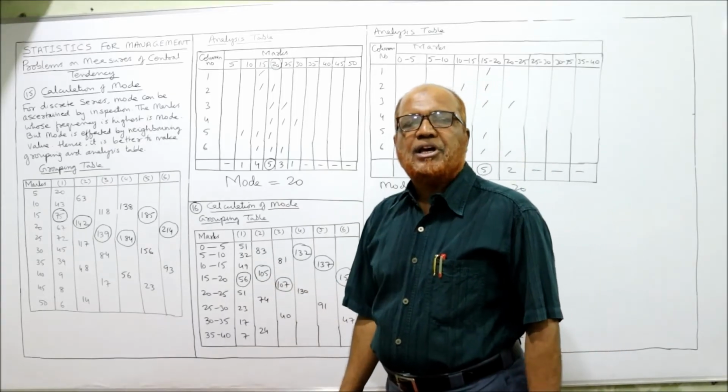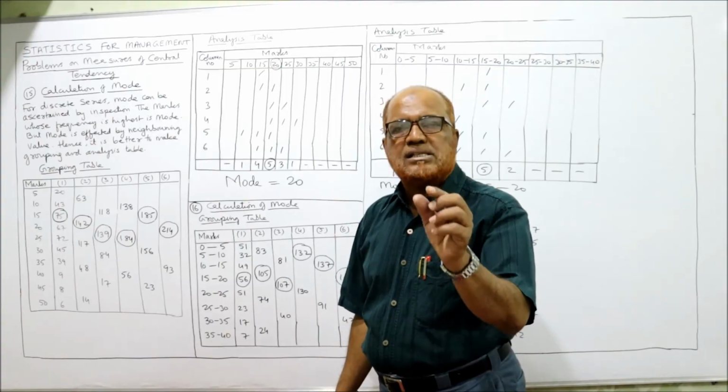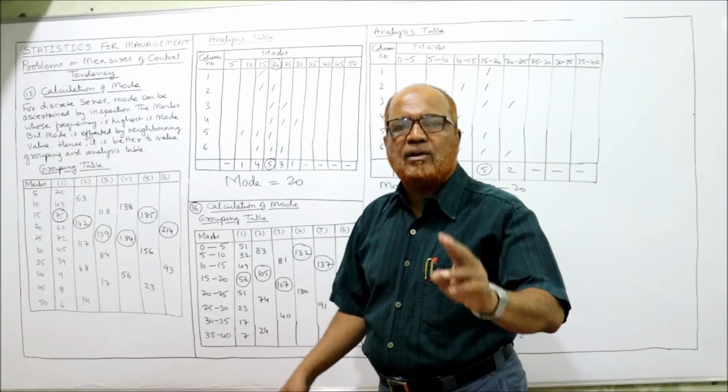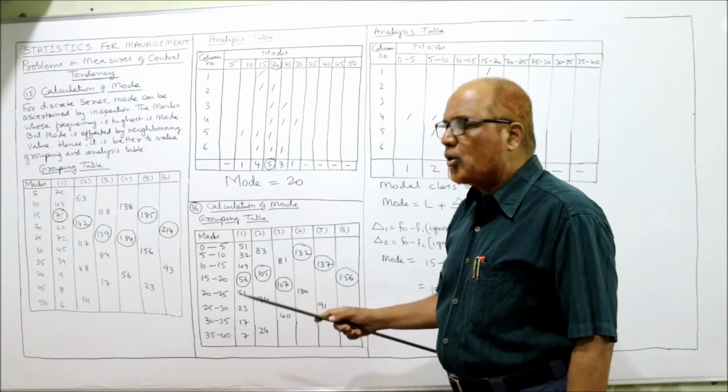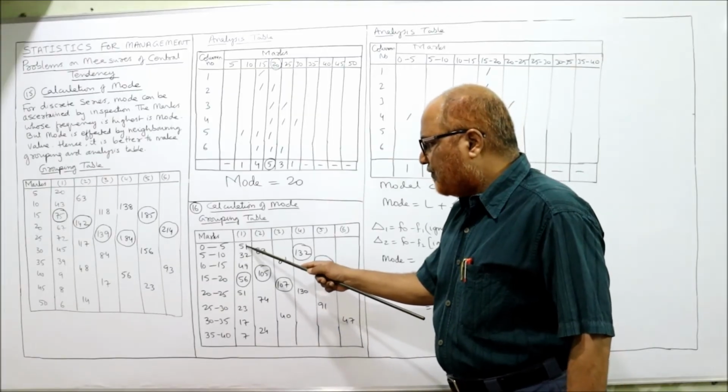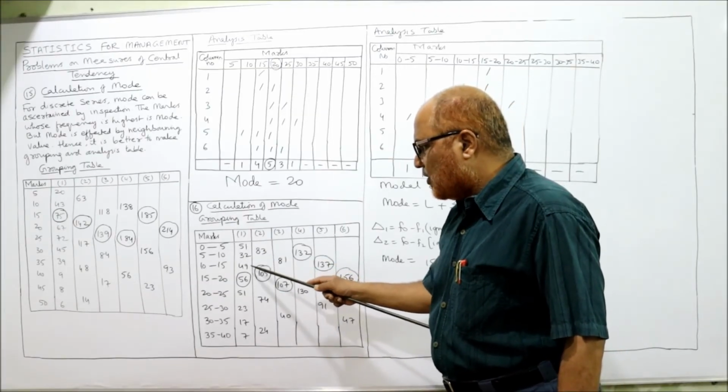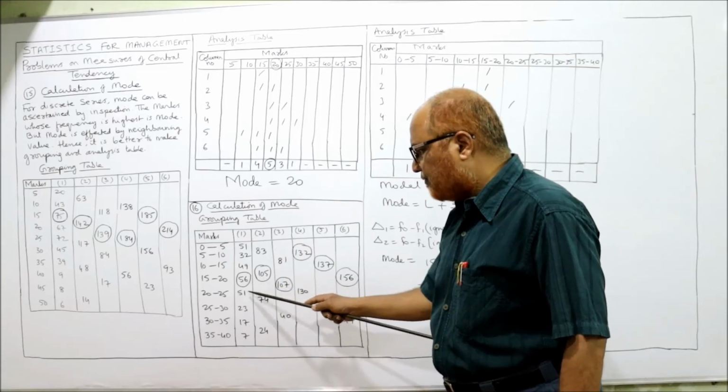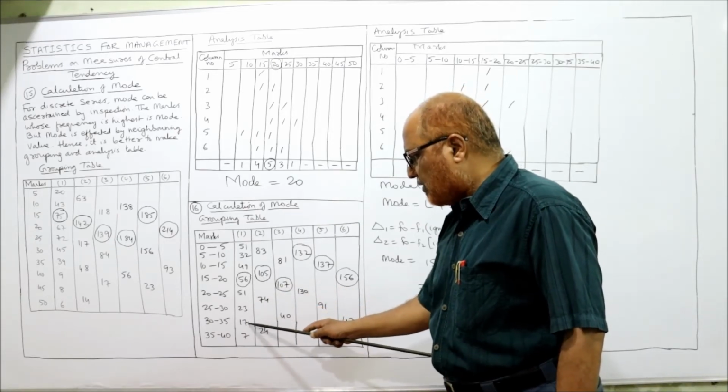Second column. Make the totals in groups. Combine the frequencies in twos, group them in twos from the top. So 51 plus 32, 83. 49 plus 56, 105. 51 plus 23, 74. 17 plus 7, 24.